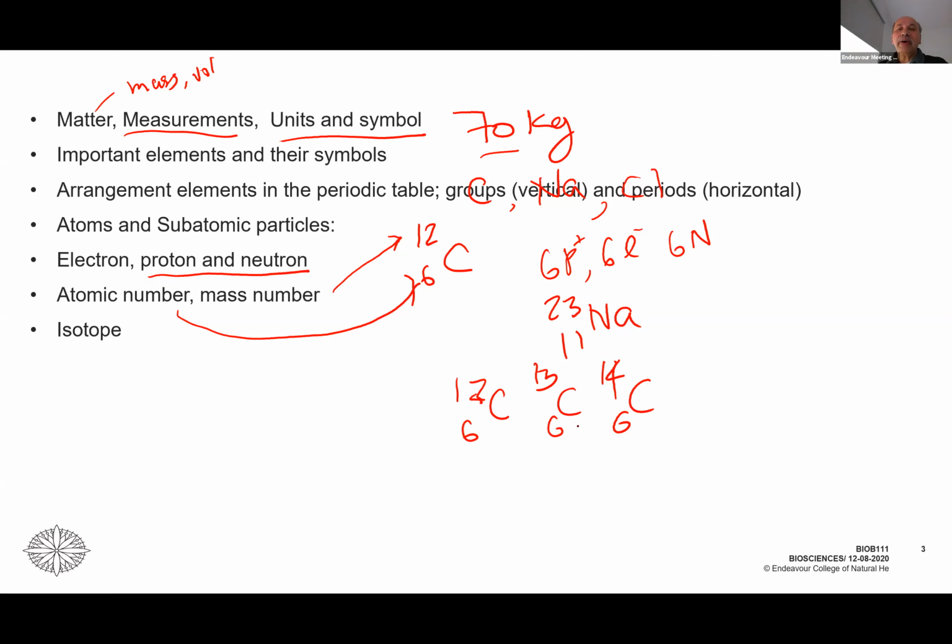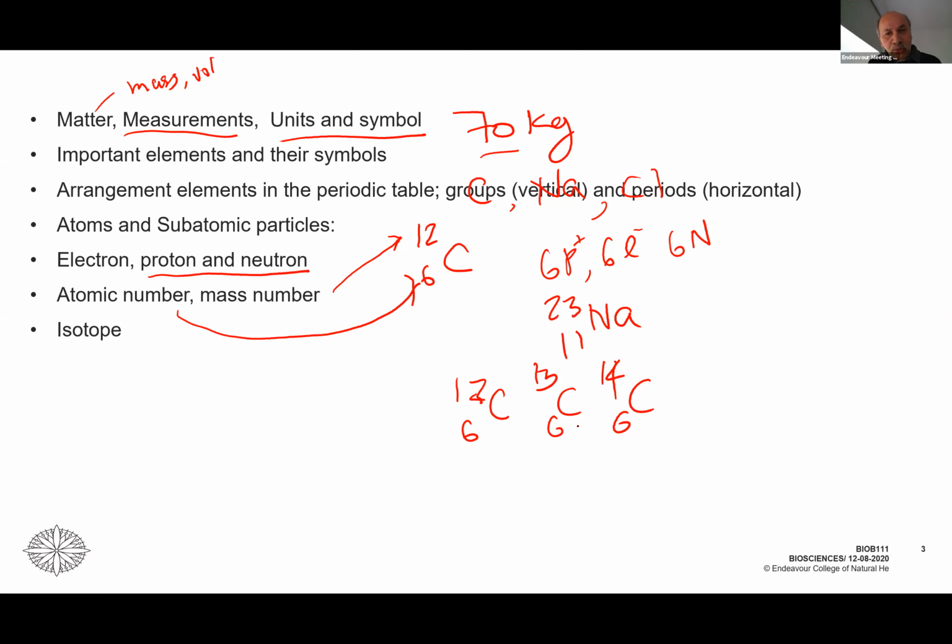So which means the number of neutrons are different. These are all man-made. The naturally occurring atom of an element is different from an isotope. What they do is they bombard carbon with heavy particles, so it takes up neutrons and becomes an isotope.